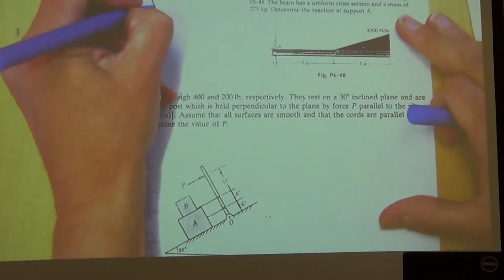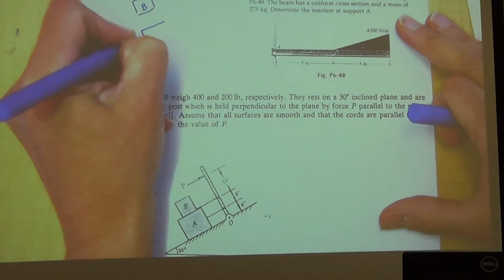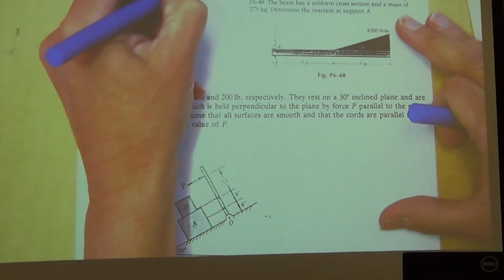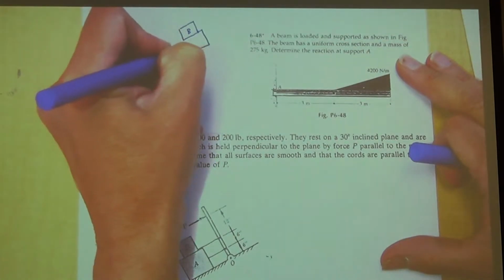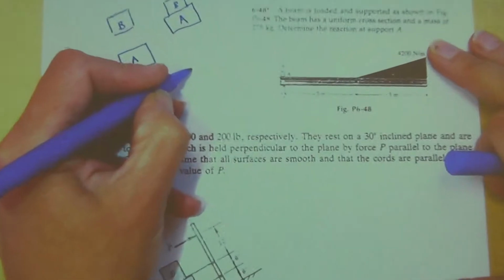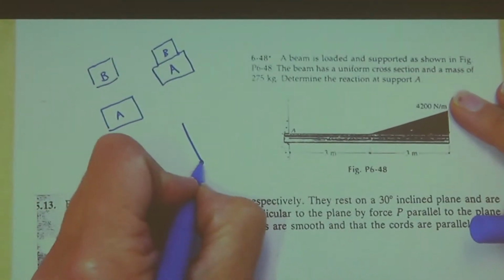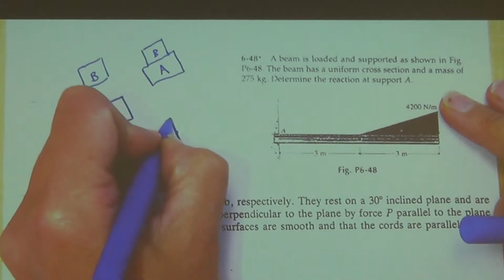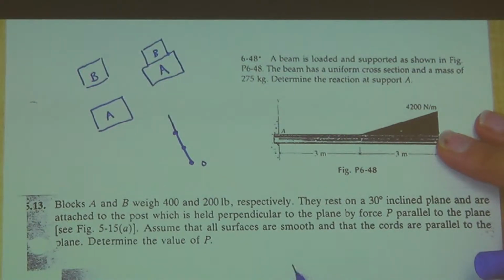So we had B. A. We drew B and A together. So first we're going to get practice drawing free body diagrams. Then we had the bar. And then in the end we had this whole thing.